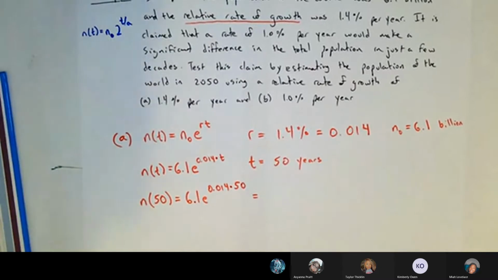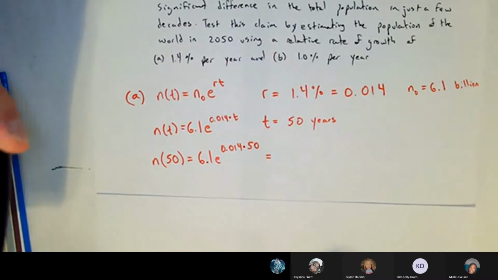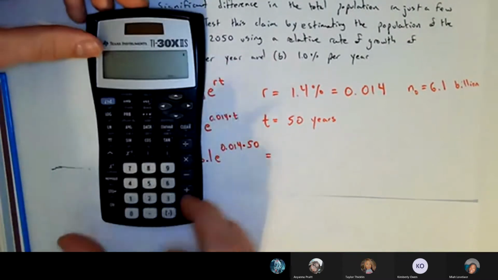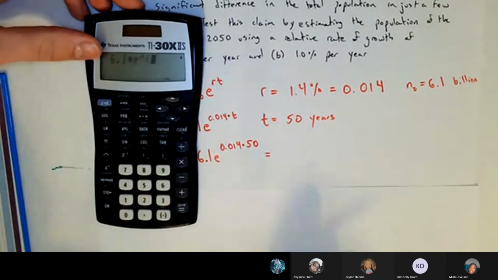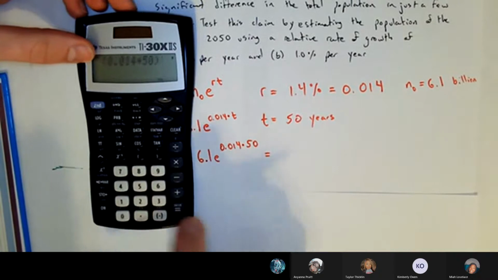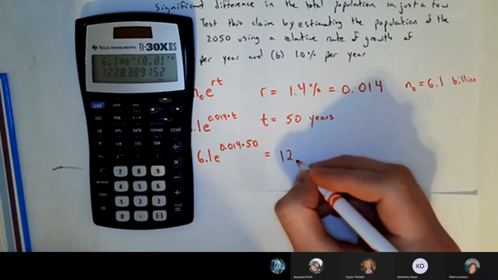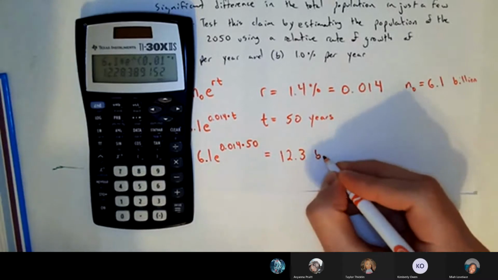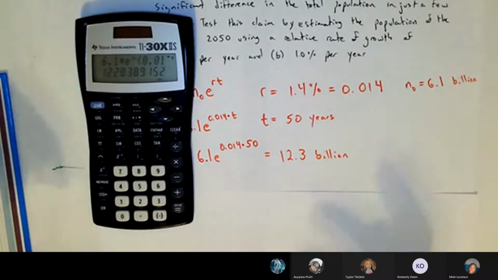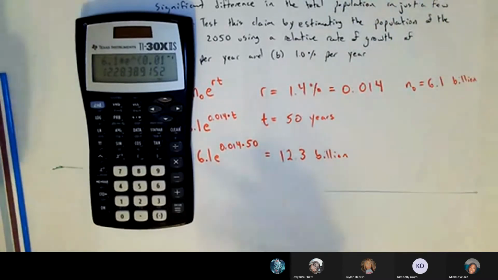And that's when I go over to the calculator to get an approximate answer, because this would be the exact answer, but that's, again, kind of meaningless when we want to talk about populations, right? So I'm going to say 6.1 times e raised to the 0.014 times 50, close that, and I'm getting 12.2. I'll say 12.3. And I need to remember to write billion at the back here, because this is a population of the whole Earth, and I'm recalling that all of this is being scaled up to billion.